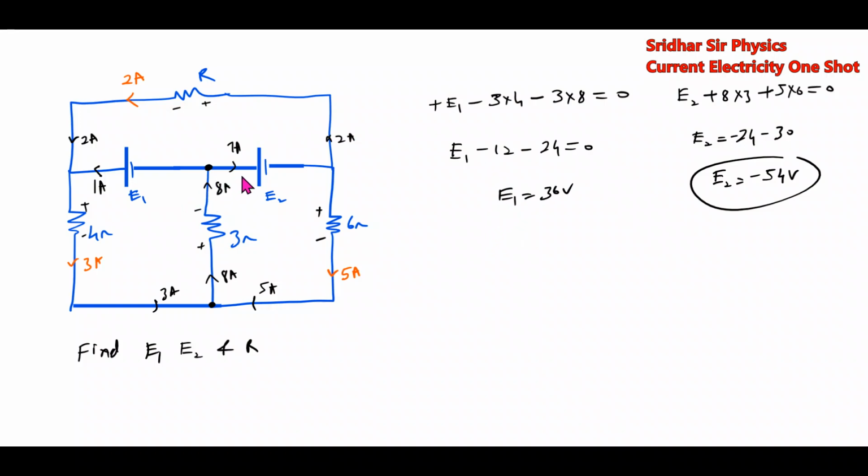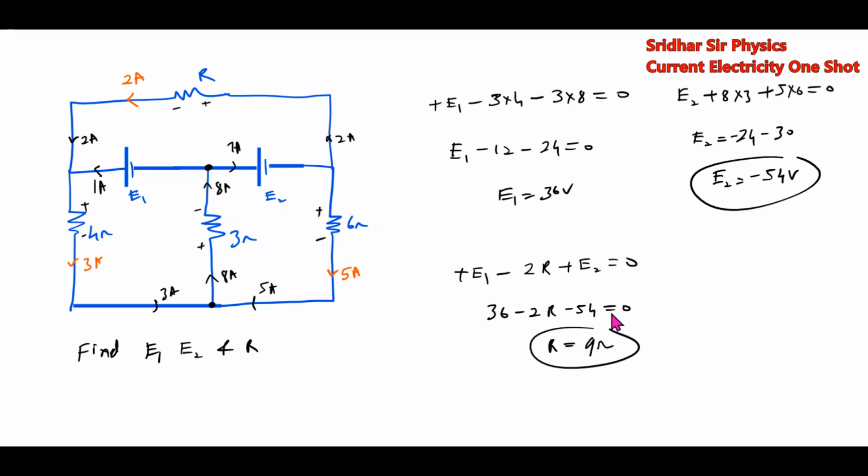Then we'll apply the loop equation for this loop. Plus E1 plus 2R plus E2 equals 0. E1 is 36, minus 2R plus E2 will be minus 54. R equals 54 minus 36, which is 18, so 2R is 18 and R is 9 ohm.